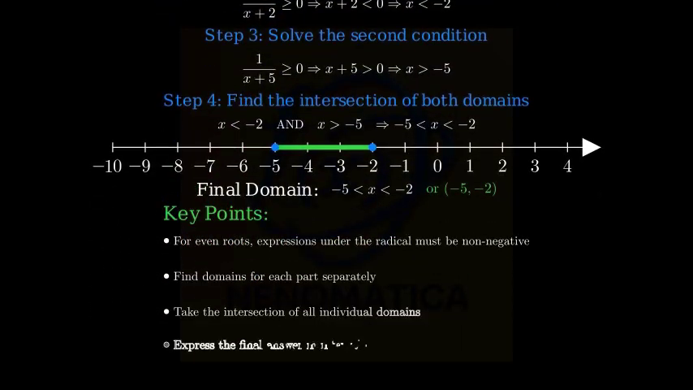Remember, when working with even roots, the expression under the radical must always be non-negative. This is a fundamental rule that helps us determine the domain of such expressions. When dealing with multiple even roots, find the domain for each part and take their intersection to get the final domain.